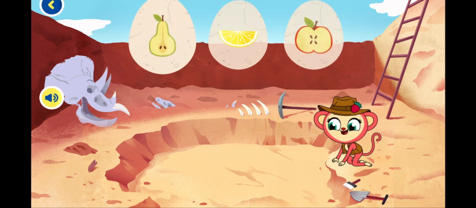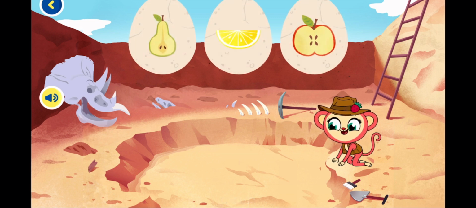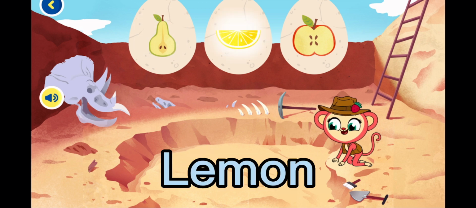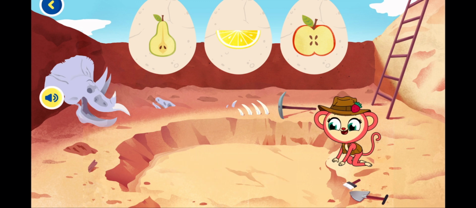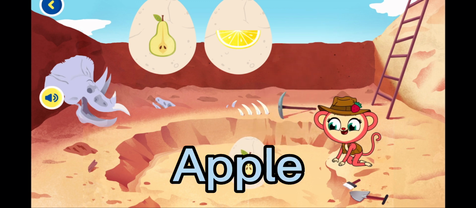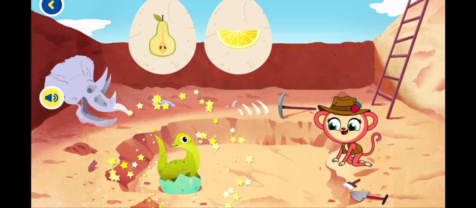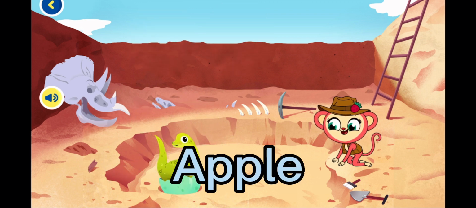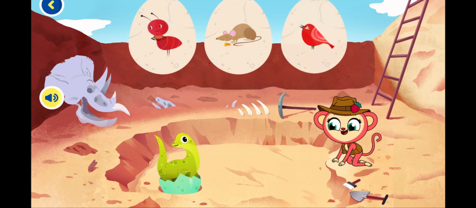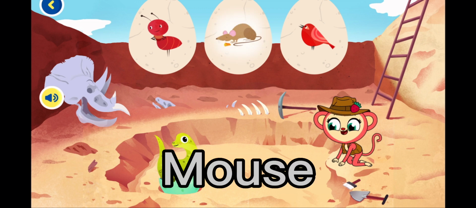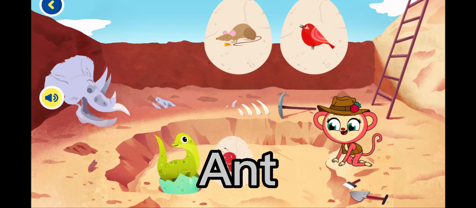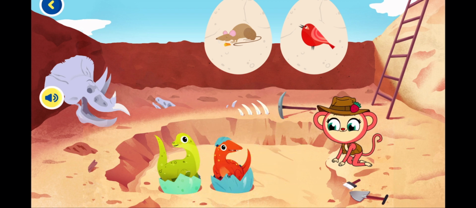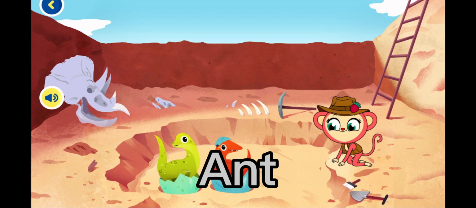Can you drag the picture with the first sound? Ah. Pear, lemon, apple. Apple. Bravo! Ah, apple. Can you drag the picture with the first sound? Ah. Ant, mouse, bird. Ant. Wow, wow, wow! Ah, ant.